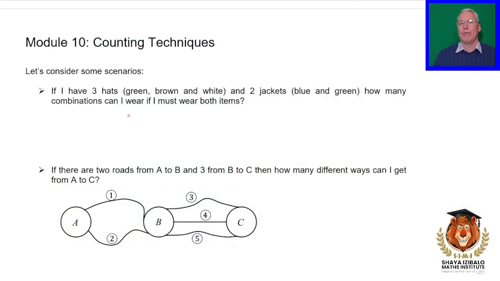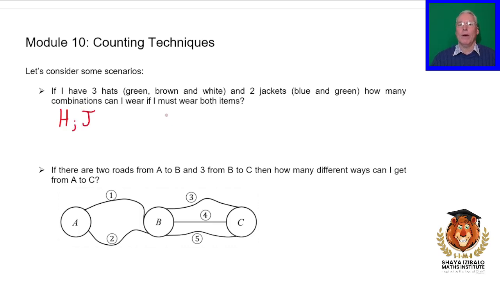things can happen. So, for example, if I've got 3 hats, a green, a brown, and a white, and I've got 2 jackets, blue and green. How many different combinations can I wear if I must wear both? All right. So let's just write them down. I'm going to write them down kind of hat, then jacket.